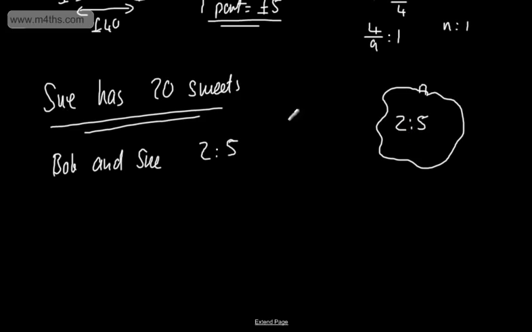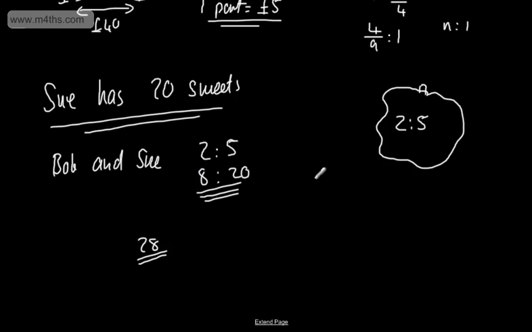Okay, now Sue has 20 sweets. So if we think about this now, if she's got 20, what did we multiply 5 by to get 20? The answer is 4. Therefore, we've got to multiply the 2 by 4. Or what you could say now, and this is just an equivalent ratio. So the total number of sweets would be 28. Bob would have 8, she would have 20.